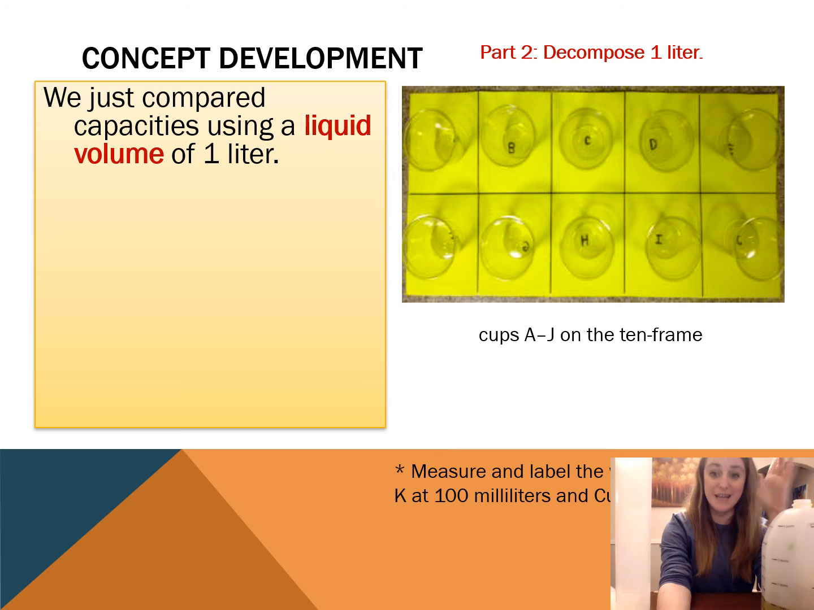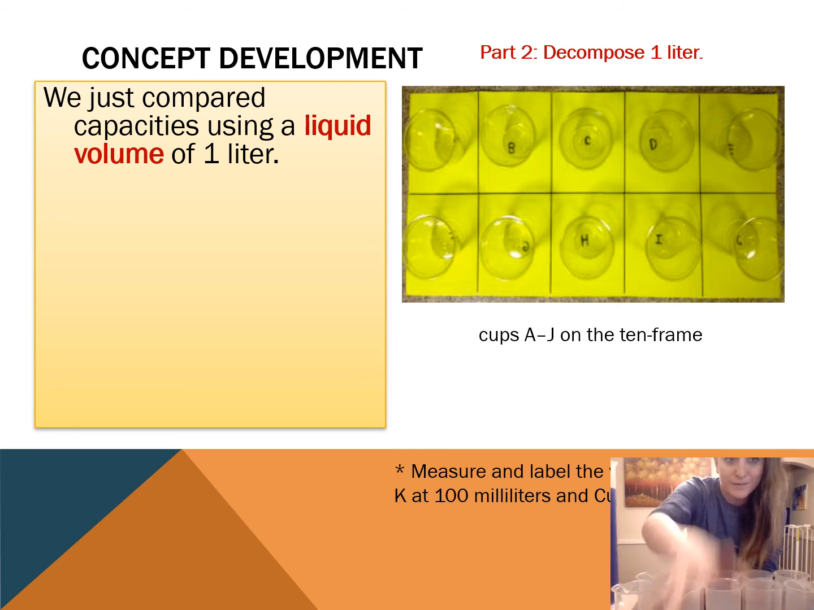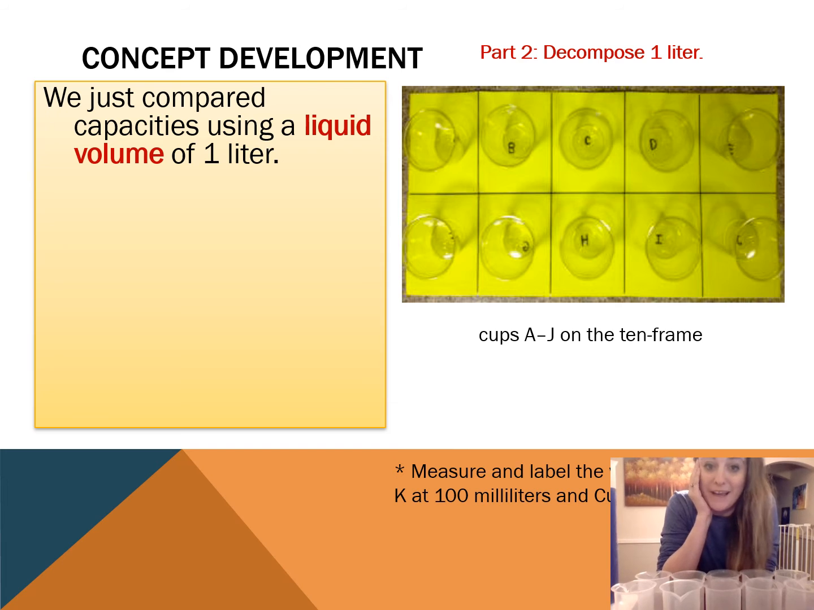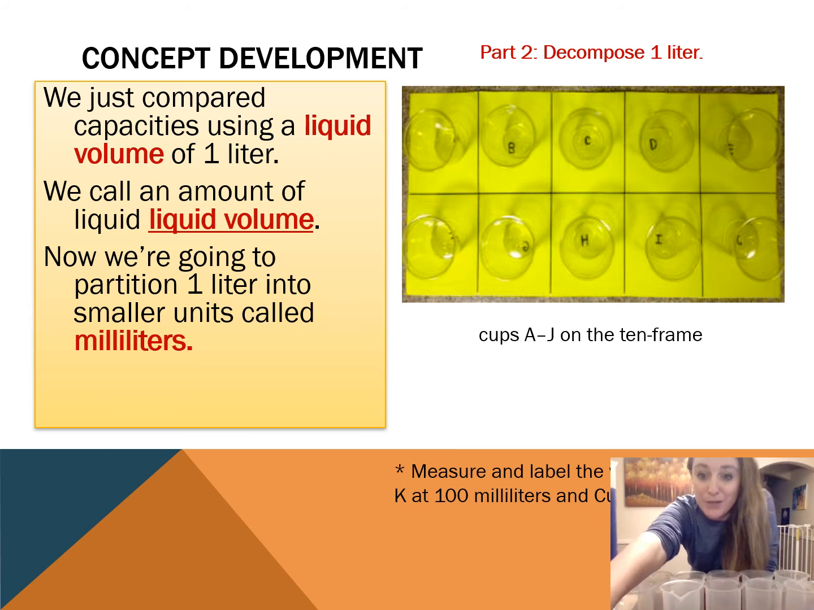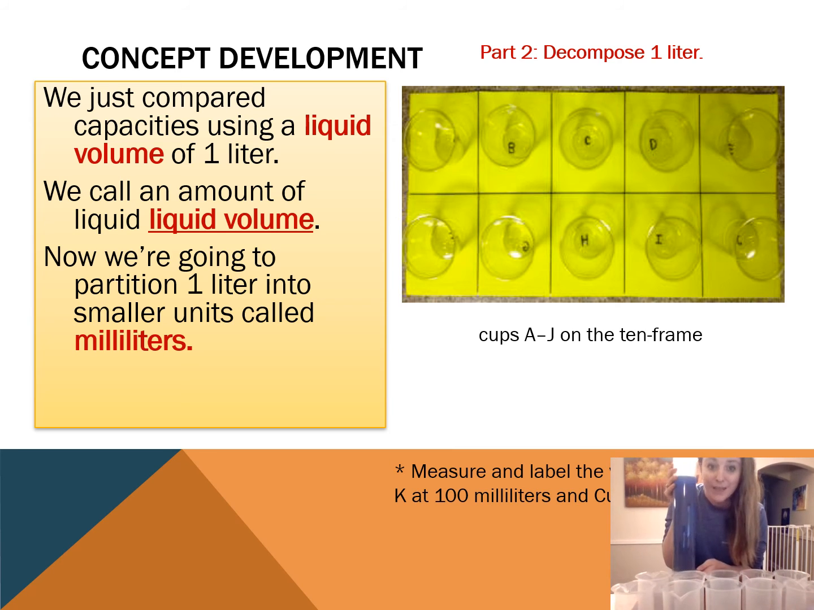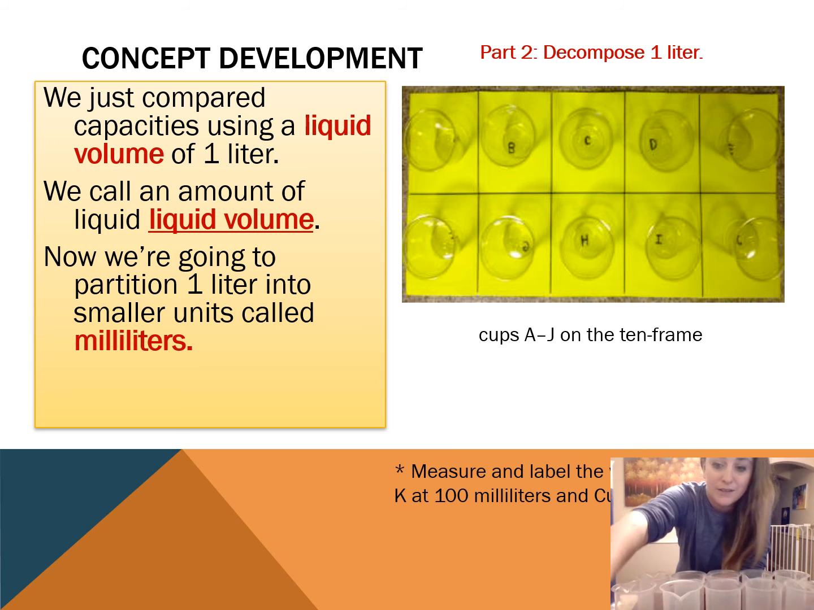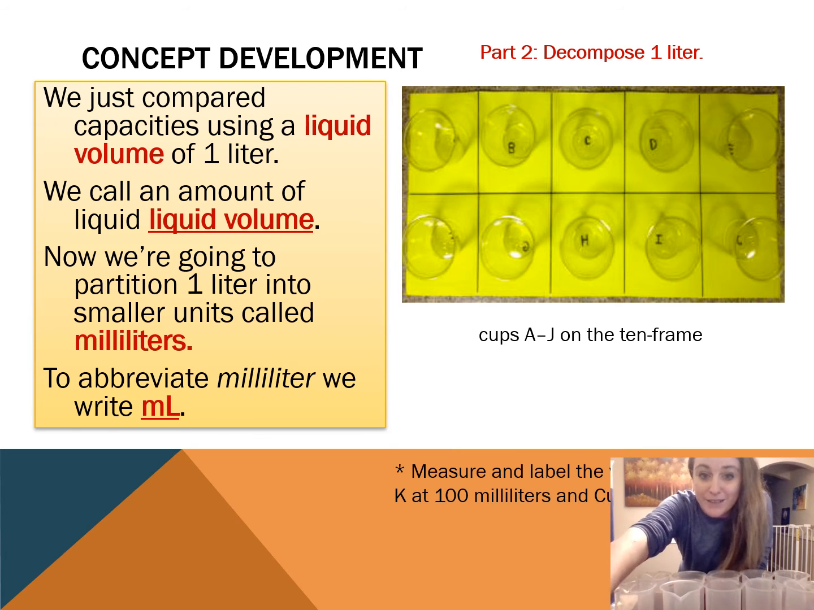We're going to go on to our next experiment. Let me reset my space. We just compared the capacity using a liquid volume of 1 liter. On both the picture on my PowerPoint and in front of me, you see 10 cups. We call this the amount of liquid volume. Now we're going to partition 1 liter into smaller units. These are called milliliters. Each of these cups measures milliliters. Now to abbreviate milliliter, we would write M and then a capital L.